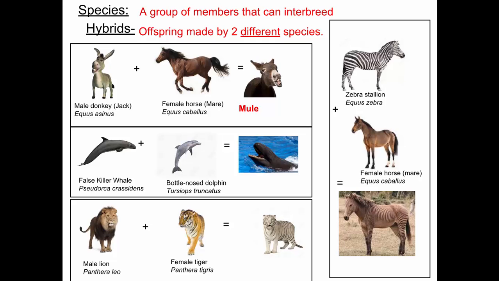Here's another one. This is a false killer whale and a bottlenose dolphin. And they can, again, this is typically in an aquarium, they can produce an offspring. It's called a wolphin. Stop. That is too sick. I need one of these. Most of these hybrids are named by combining both of the original species names to make the name of the hybrid. The mule doesn't follow that pattern. I don't know that you can buy a wolphin. Here's another one. A lion and a tiger is one you probably have heard of.